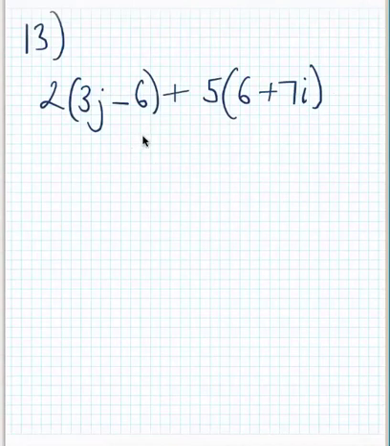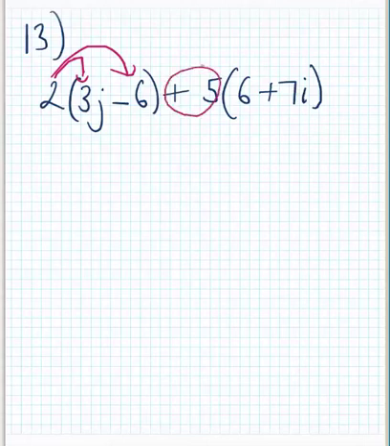Our next question, once again, we have to expand and then simplify where possible. So in this case, we've got two brackets. So we expand each one. Now be careful, this 5 here, when you get to year 9, year 10 level, sometimes there's a negative here. So keep in mind that 5 is a positive 5. So positive 5 times 6 and positive 5 times 7i.